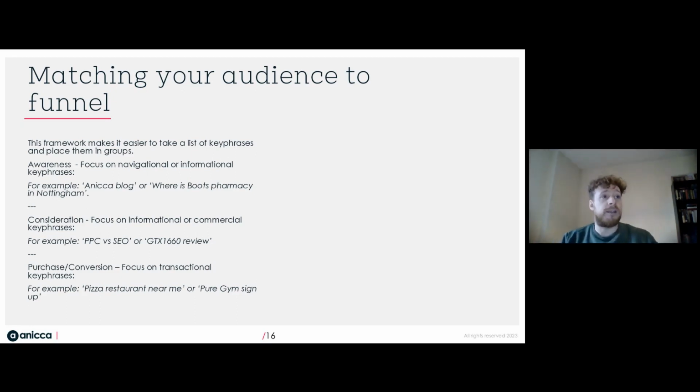And then finally, you have your purchase and conversion, which is where your transactional comes in. This again also involves some kind of navigation, often immediacy. So "pizza restaurant near me" is very much a conversion-based key phrase in my mind. You could argue it's under consideration, but I would argue if I'm desperate enough to say I want a pizza restaurant right near me, I'd say that's conversion.